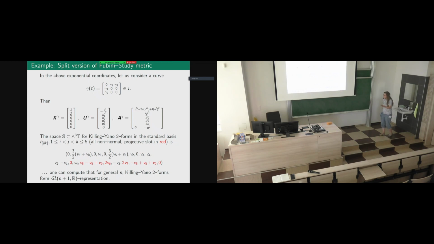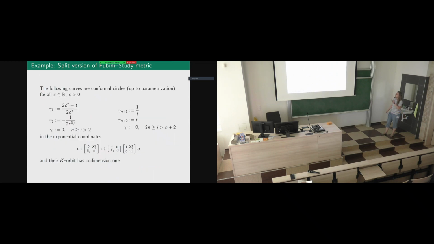This could be generalized or viewed in general dimension. So putting all these things together gives us the following result. So the following curves are conformal circles for all C, or for real C bigger than 0, in our exponential coordinates, and their K orbit has codimension 1. So I don't think I need to read it, everyone can read. I'd rather stop here.